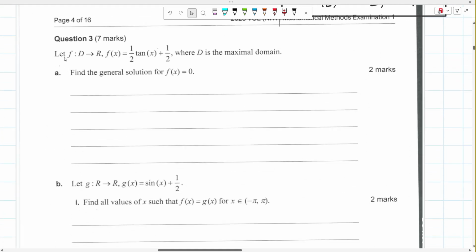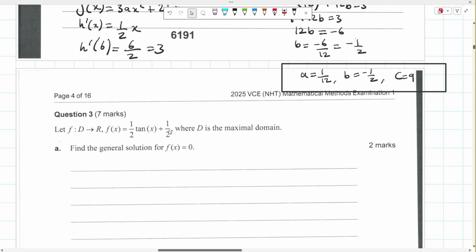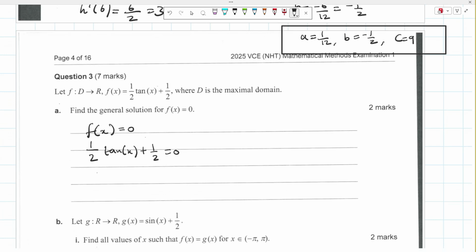So question 3a. Let f, right, they're going to define this function f. Let f of x equal half tan of x plus a half, where d is the maximal domain. Find the general solution for f of x is equal to 0. Okay, so half times tan of x plus half has to equal 0. Now, what can we do?